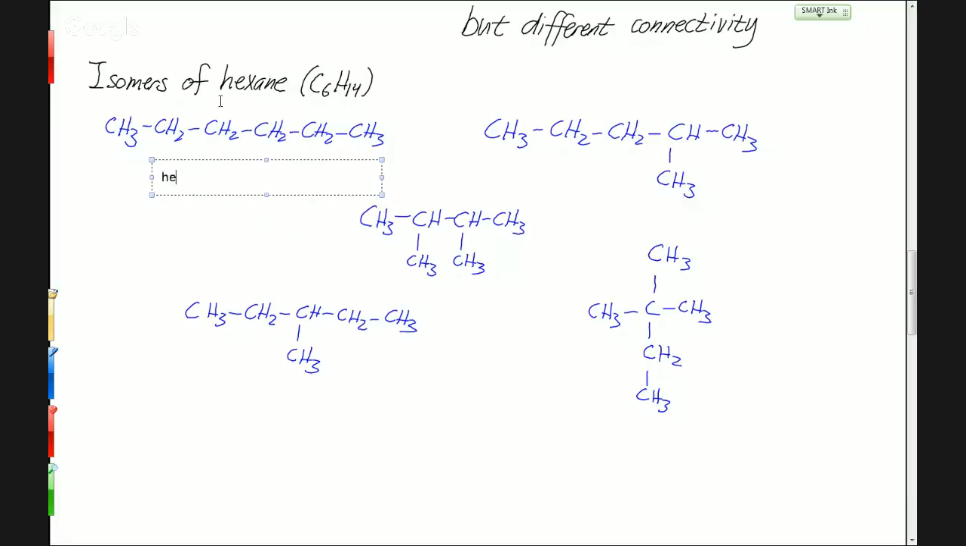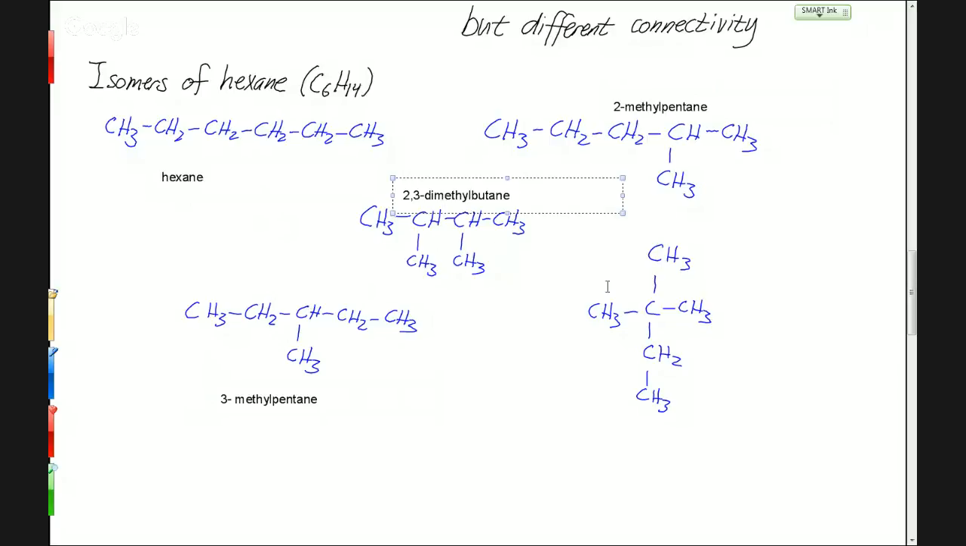These names up here. That one's hexane. This one will be Dimethyl Pentane. And down here we've got Methyl Pentane. We did this one before, so this one's 2,3-Dimethyl Butane. And this one is 2,2-Dimethyl Butane.